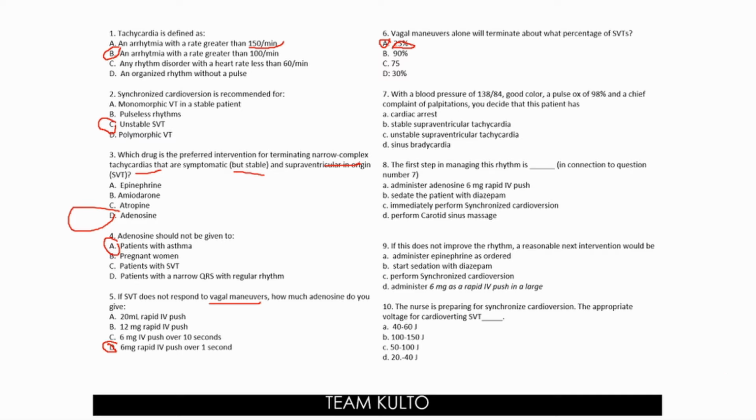Next, number 7. With a blood pressure of 138/84, good color, a pulse ox, O2 saturation of 98% and a chief complaint of palpitation, you decide that this patient has, anong patient to? Pinapa-diagnose ka niya. Binigyan ka ng mga symptoms, ida-diagnose mo ang pasyente. Tanggalin na natin to. Hindi siya brady. Kasi bakit? Palpitation nga. Nagpa-palpitate ba sa body? Hindi naman, di ba? More likely, hindi nagmamanifest yan. Saan ang palpitation? Sa tachy.